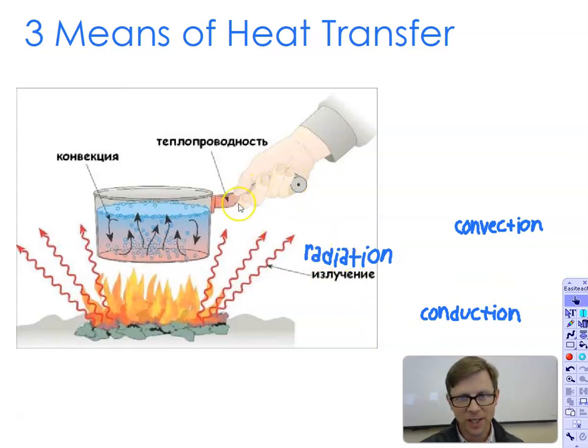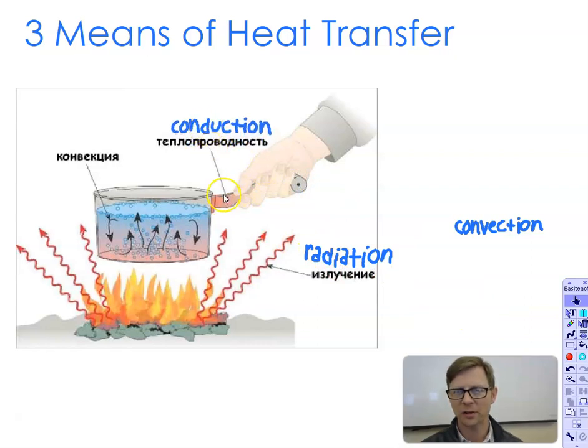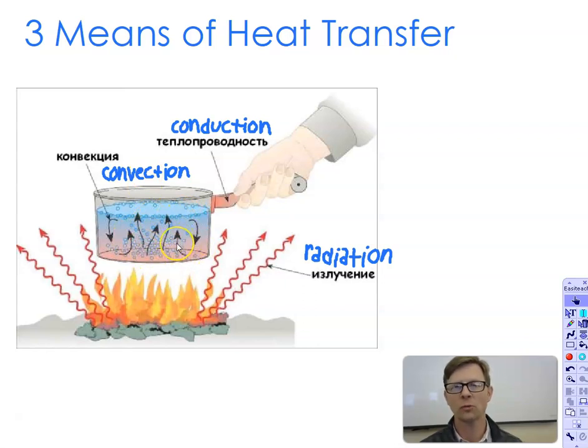If this is a metal handle, which some pots do have, then that would be conduction. You got to be careful how long you hold it, because you're touching. There's literal collisions between the molecules. Convection is when you have movement of the fluid. So what tends to happen is what we call a rolling boil, where the water is circulating. People think of convection currents or convection cycles. That's what we're talking about with convection cycle.